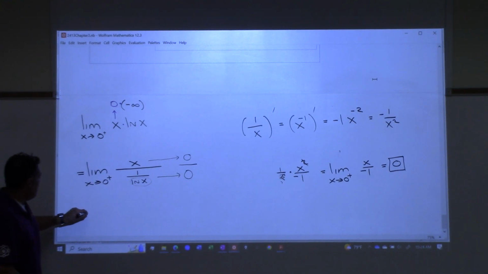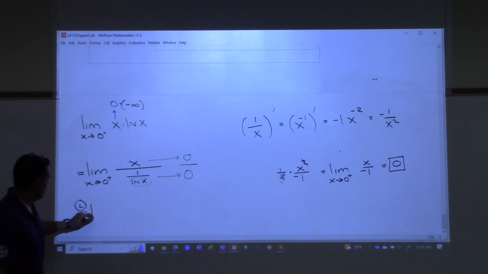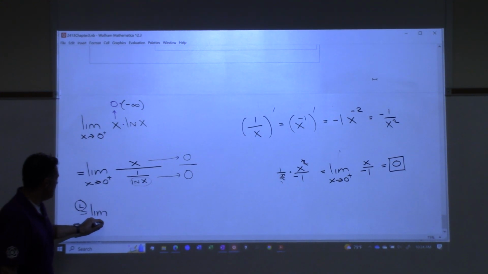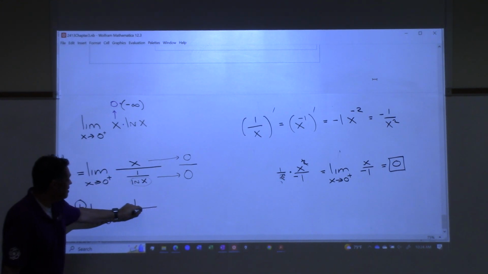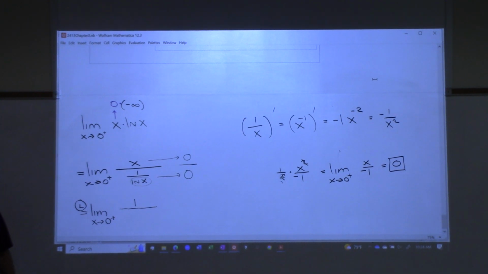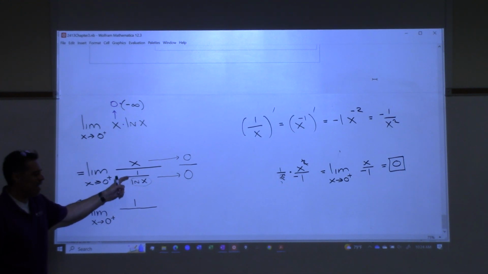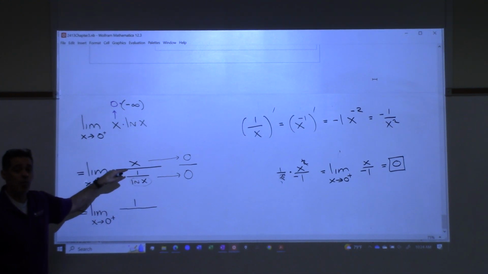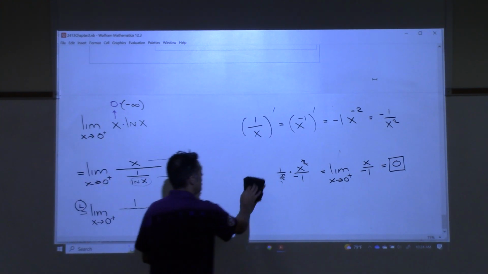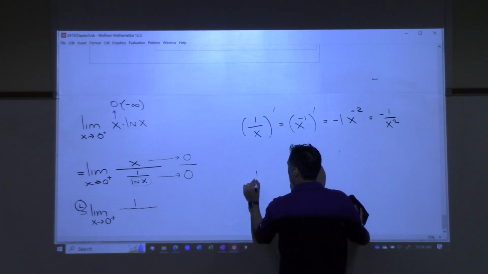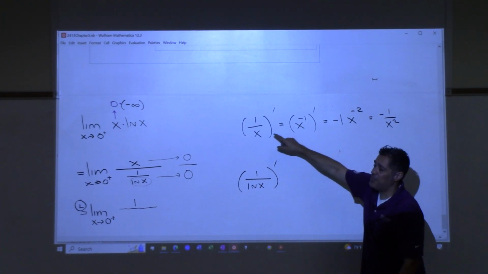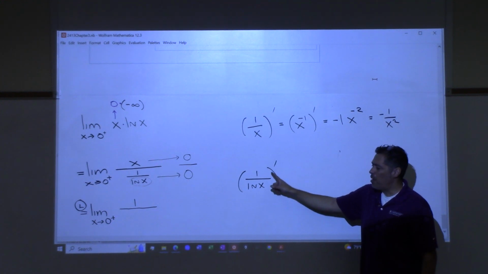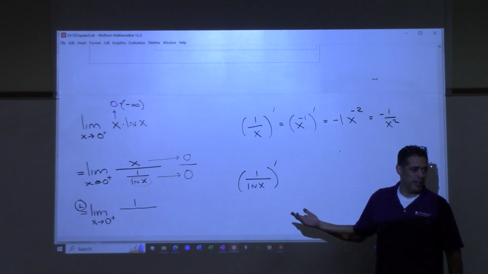Now what's good about L'Hopital here is that the derivative of the top is nice, isn't it? Derivative of top is 1. What sucks about L'Hopital's rule here is the derivative of the bottom. Because you can't just take the derivative of the bottom. You have to treat this as a quotient rule, which means over here I'd have to do this. The derivative of 1 over natural log x. I can't even do this. I mean, I could, but it's probably better just to do the good old-fashioned quotient rule here.